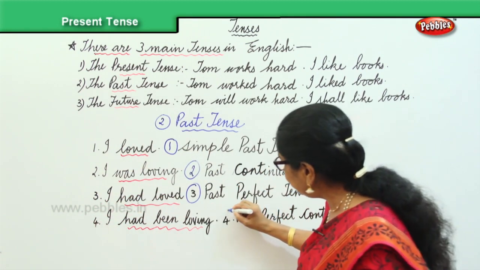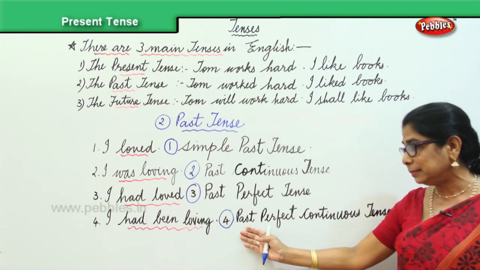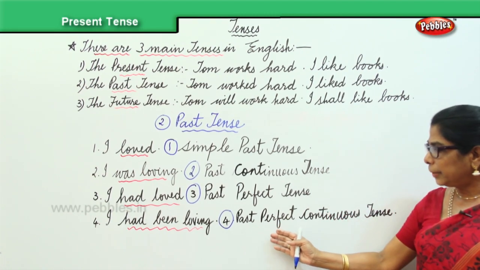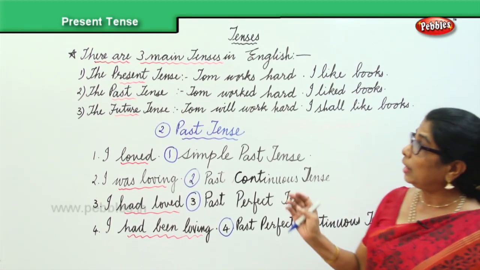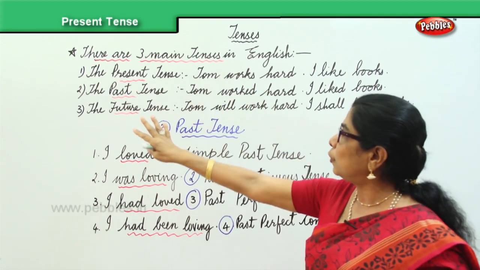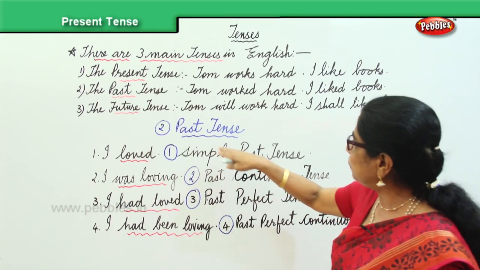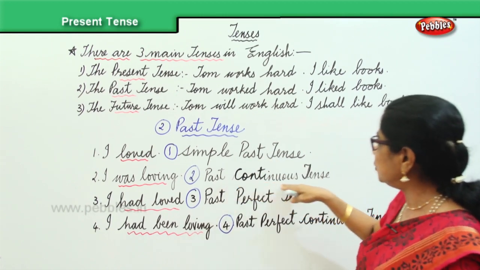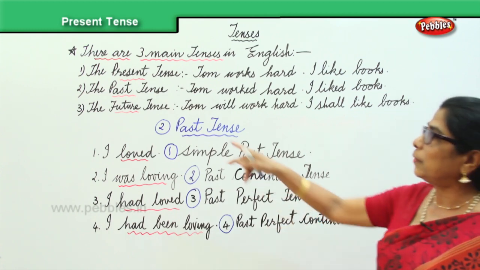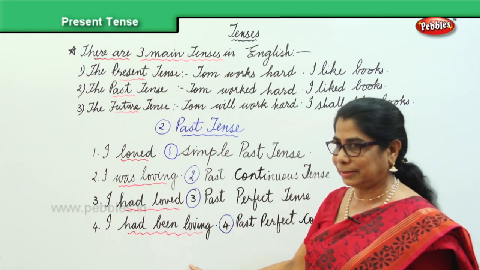And finally, the fourth one says had been loving. Had been, past; been loving, perfect, and loving is going on. Past, perfect, continuous tense. So we are looking at the main tenses. We have past tense, we have 4 forms, present tense 4 forms, and now we are doing the past tense 4 forms. First being the simple past tense, past continuous, and third one past perfect and past perfect continuous. So we have done the 2 main types of tenses, present and the past.